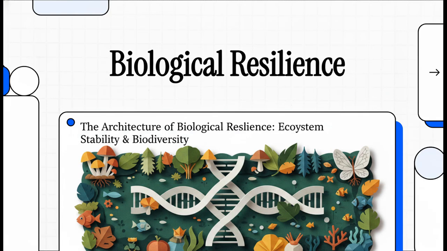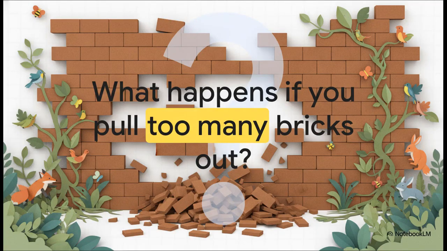Today, we're unpacking some truly fascinating source material from the heroesmartacademy series called The Architecture of Biological Resilience, Ecosystem Stability and Biodiversity. If you're an 8th grader, or honestly just someone curious about the hidden blueprints of the natural world, you are in the right place. We're going to explore exactly how life itself is constructed, piece by piece, to withstand some of the most incredible forces of nature.